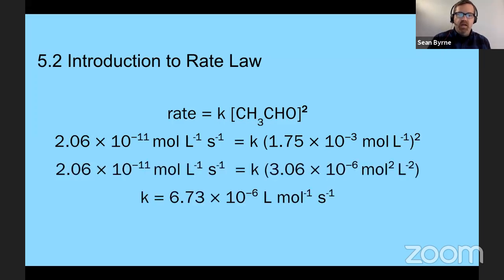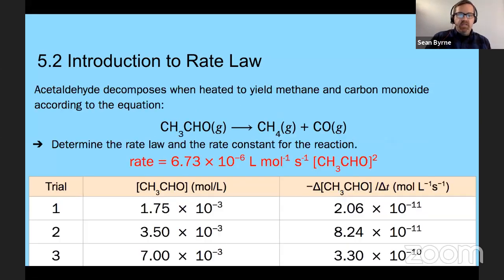And we come up with an answer that is 6.73 times 10 to the minus 6th. And you notice those units, while they're weird units, are actually consistent with the one we had before. That other reaction was also an overall second order reaction and had the same units. And you'll see that if we can identify whether it's a zero, a first or second order, the units are going to be consistent across all of those. Okay, so there's our final solution to that problem.